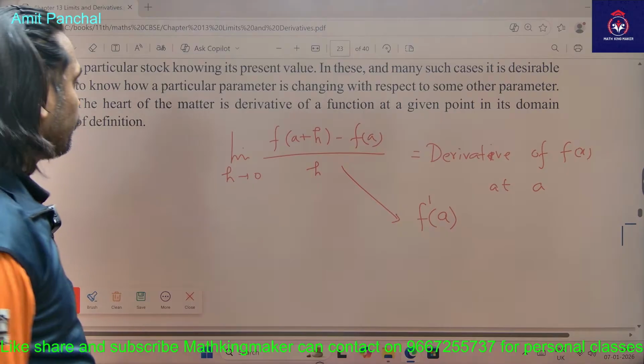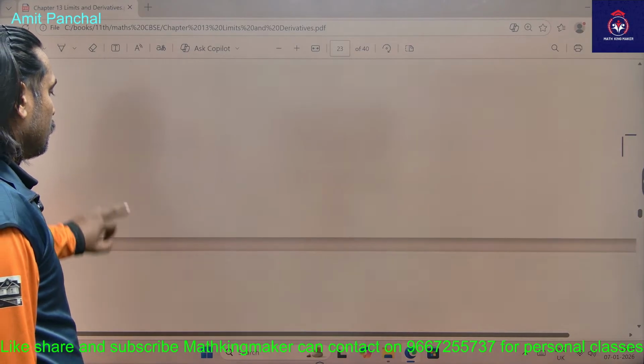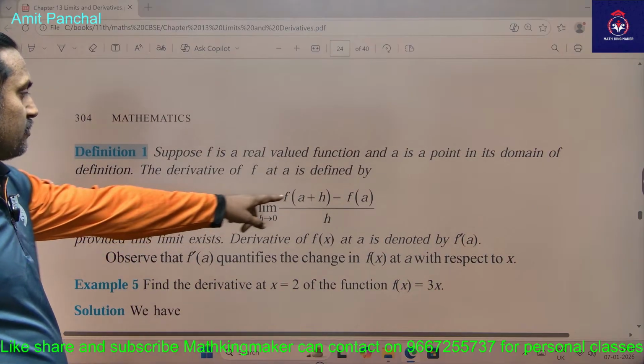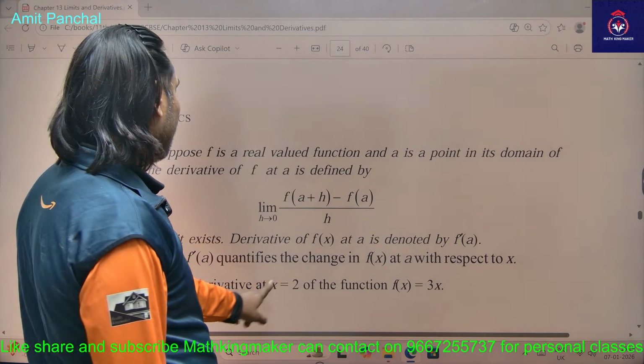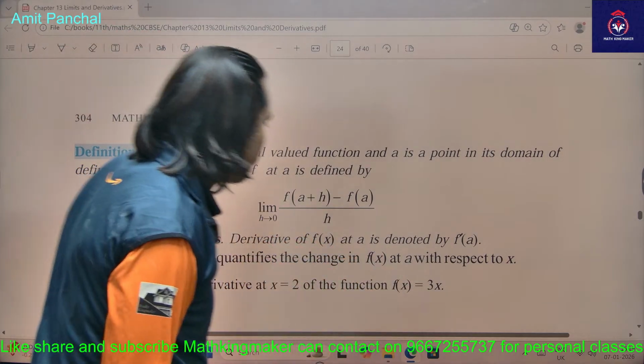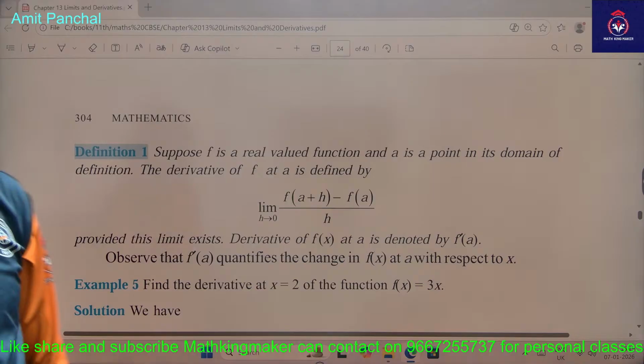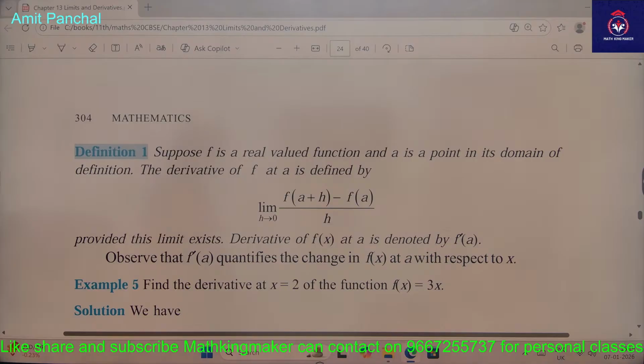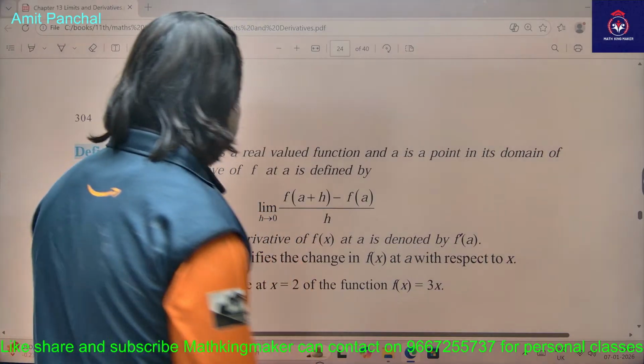So now by using this formula, just find the derivative at x equal to 2 of the function f(x) equal to 3x. Just find it. Should I do it for you? I'll try doing it. Please try. In place of a, 2 is there.